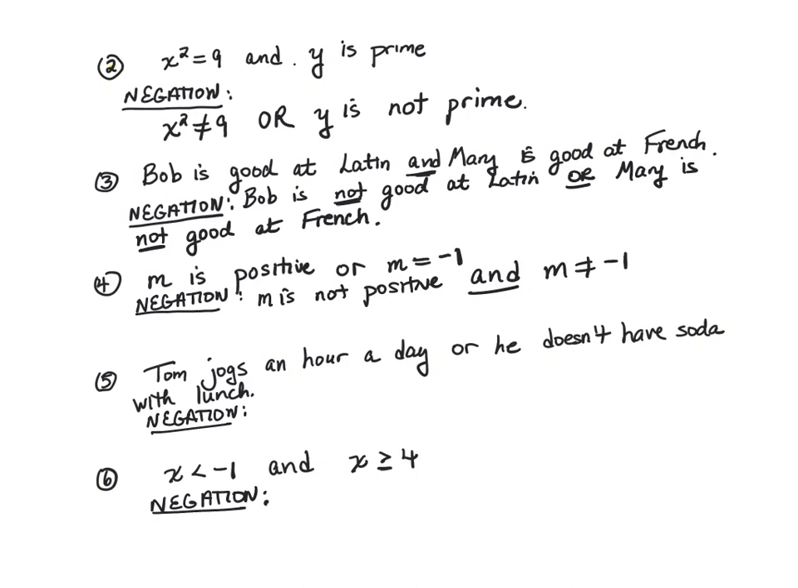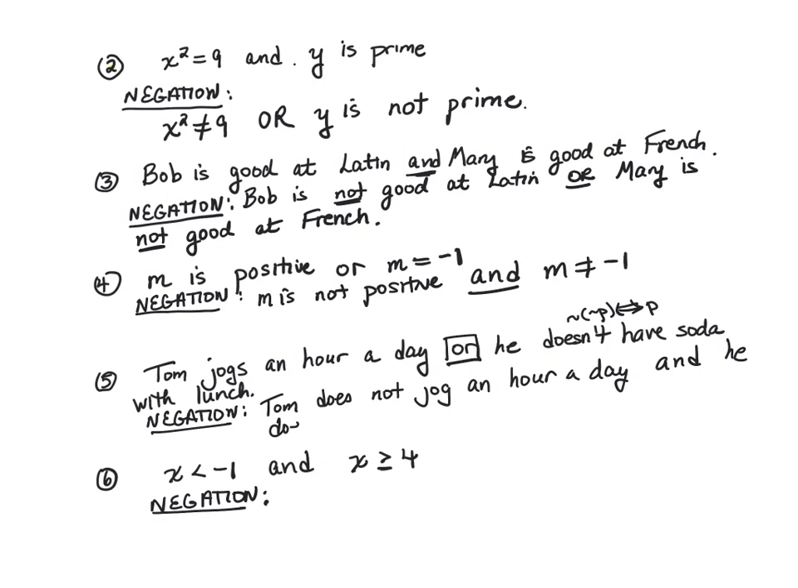Now, in number 5, Tom jogs an hour a day or he doesn't have soda with lunch. There's the or. We know that becomes and. So we're going to negate the first part. Tom does not jog an hour a day. And now to negate doesn't becomes does. This is almost like the law of double negation, the theorem that not P is logically equivalent to P. We proved that in our very first video. So when we want to negate something that's already negative, it becomes positive. So we say, and he does have soda with lunch.